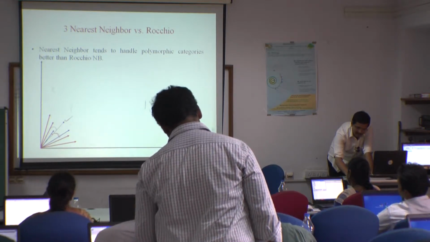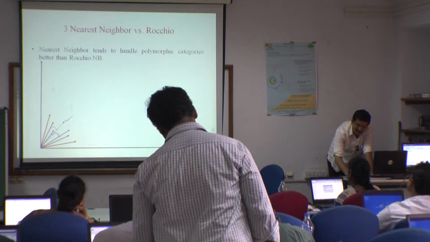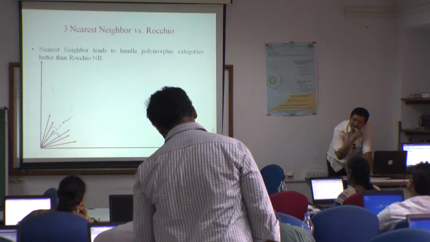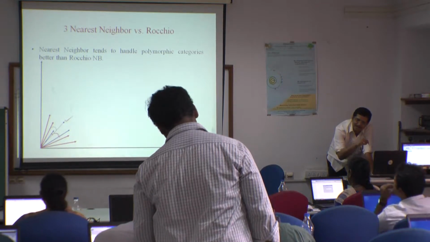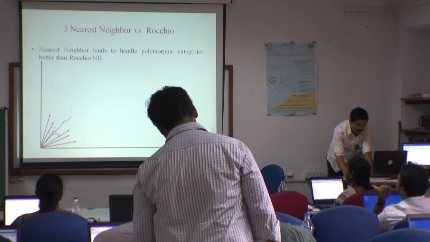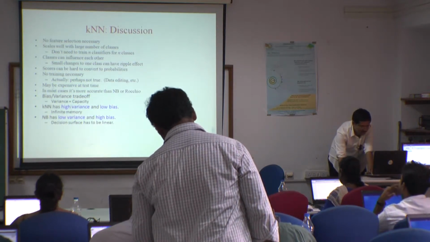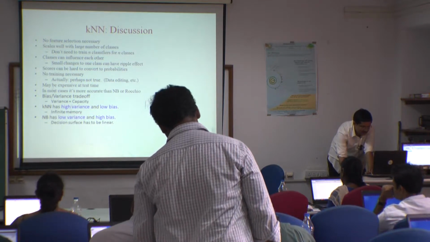But earlier in Rocchio classification, due to the nearness to the centroid of the red classification, we wrongly classified that document with the red document sets. So this is the advantage of k nearest neighbor classification.